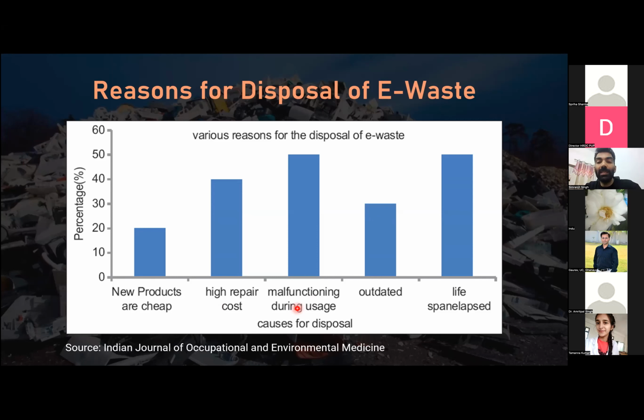Malfunctioning, obviously, if something is not working properly, you want to dispose of it. Outdated is fine, if something becomes outdated. Now, the reasons for outdated are a little bit dubious. I'll talk about that in the next slide. And lifespan, if something's lifespan is over, then obviously you have to discard it. Now, one very important thing is missing from this survey, I feel. Something which is called fashion.